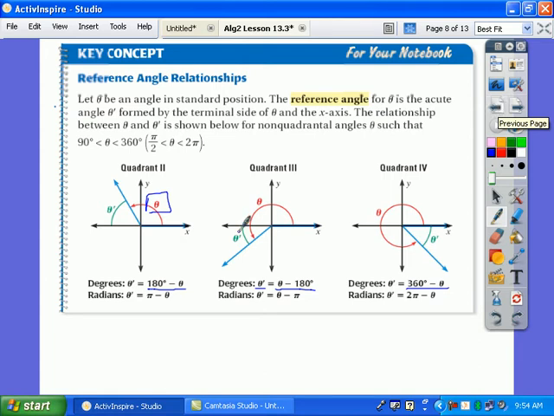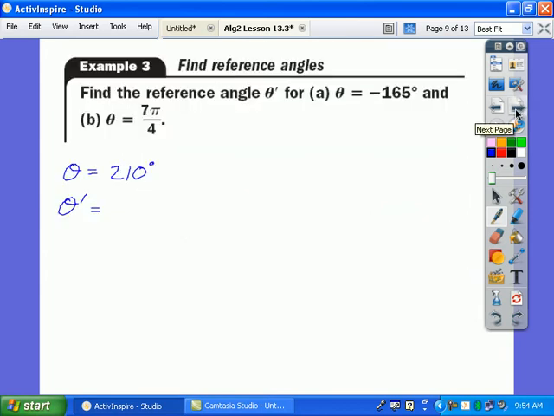So to find our reference angle theta prime, we're going to take theta minus 180. So let me write that. So this is quadrant number 3, so theta minus 180, which is 210 minus 180. So this tells us our reference angle is 30 degrees.